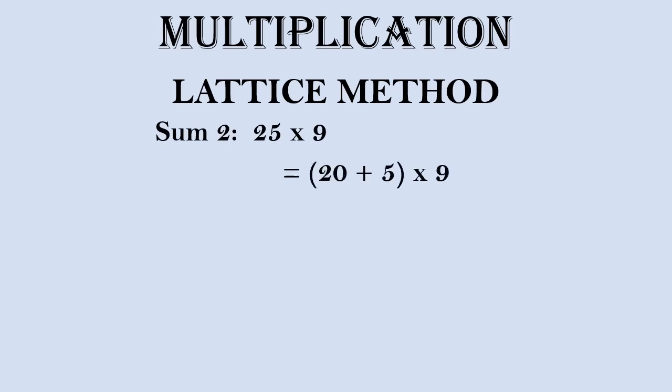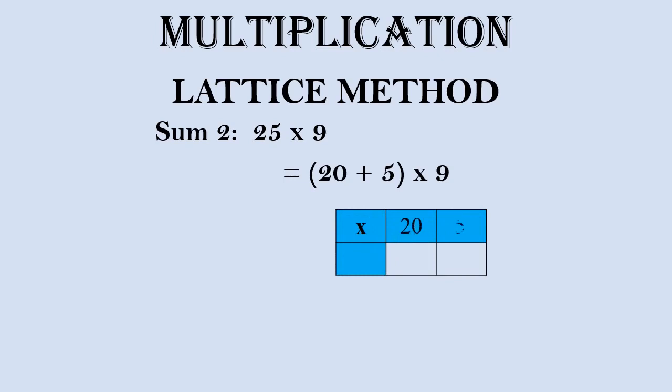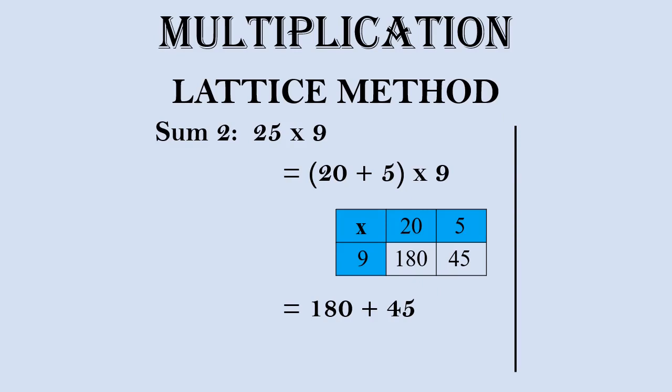20 plus 5 multiplied by 9. Draw the box. Put the multiplication sign. Multiplicand is 20 and 5. Multiplier is 9. 9 twos are 18 and 9 zeros are 0. That's 180. 9 fives are 45. Add the numbers in the white box. 180 plus 45.